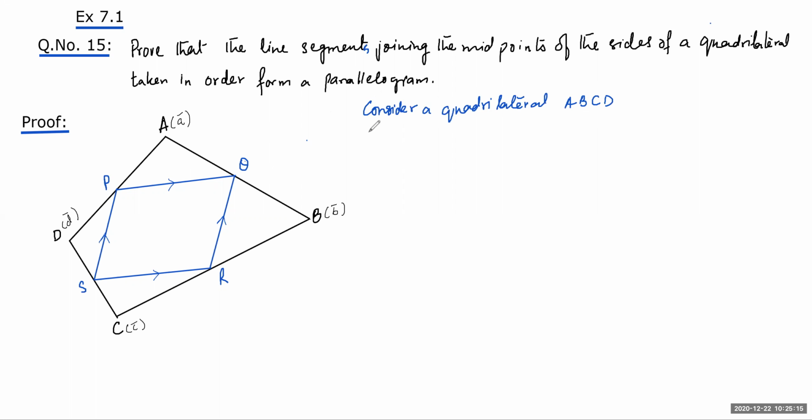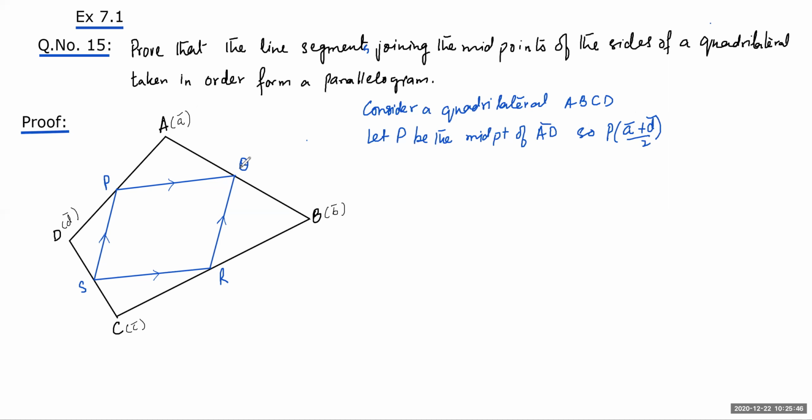So let P be the midpoint of AD. So the position vector of point P will become a plus d divided by 2. We may write it as: point P has position vector a plus d by 2.